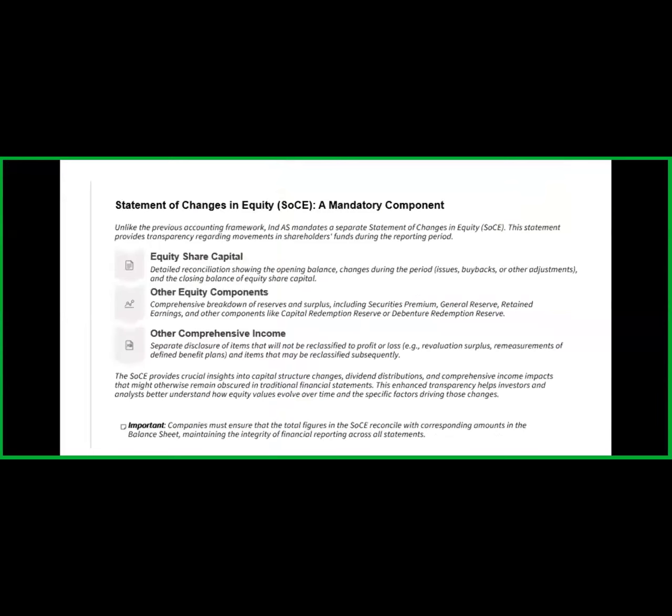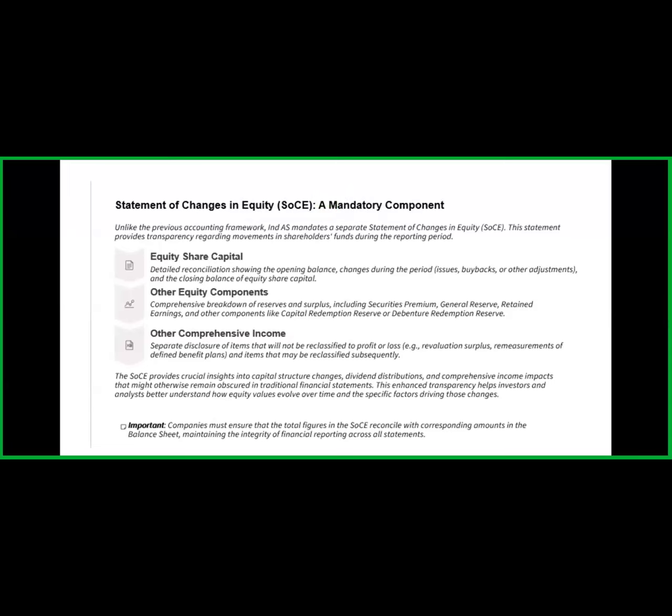So what are the different parameters of the statement of changes in equity? Unlike the previous accounting framework, the Indian Accounting Standards mandate a separate statement of changes in equity. It is mandatory for all organizations or companies to disclose the changes in equity for the information of different stakeholders. This statement provides transparency regarding the movement in shareholders' funds during the reporting period. It tells us where the ownership goes, who is the major owner, and whether the equity increases or decreases.